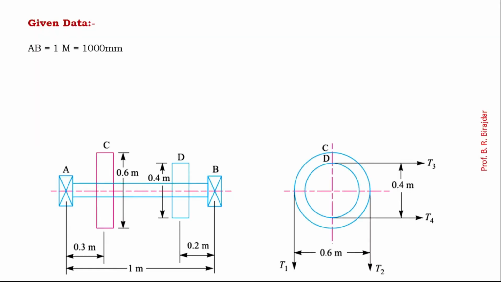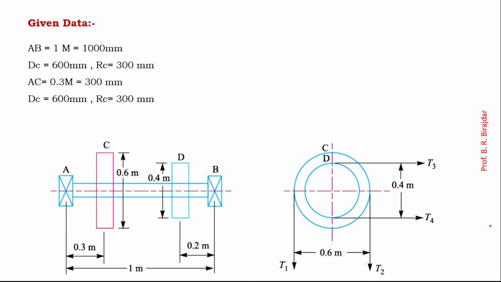Now we will write down the given data. Just now we said that this total A to B distance is 1 meter, that is 1000 mm. Diameter of pulley C is 600 mm, so the radius of the pulley C becomes 300 mm. Then A to C is 0.3 meter, that is 300 mm. Now they have given tension T1 as 2.25 kilonewton, and we convert it into Newton, that is 2250 Newton.